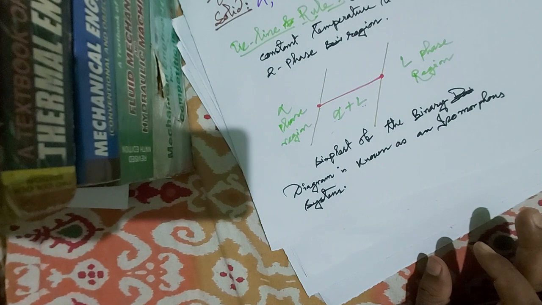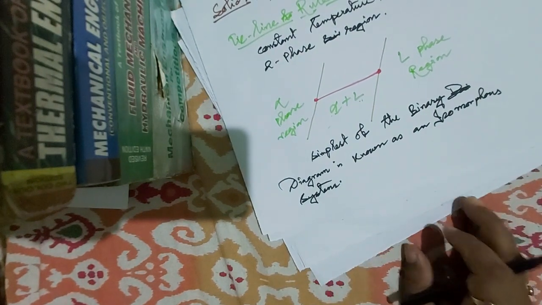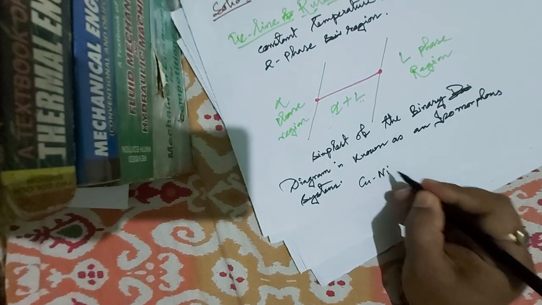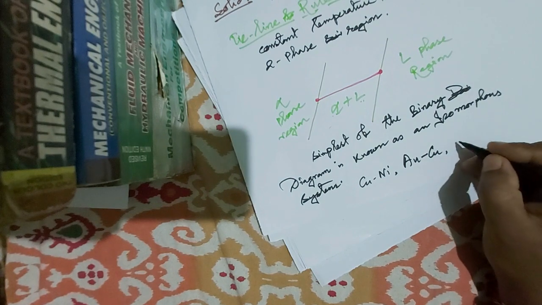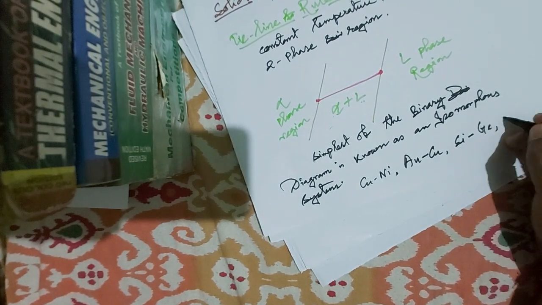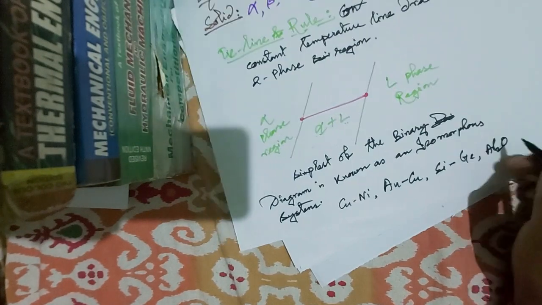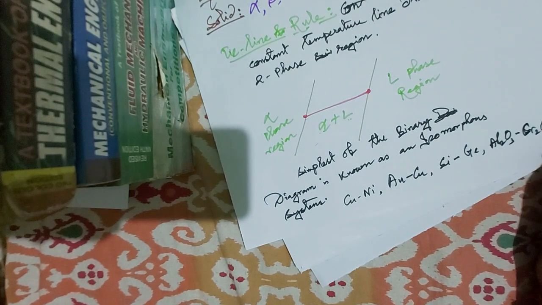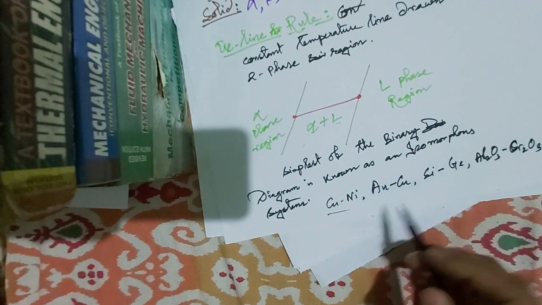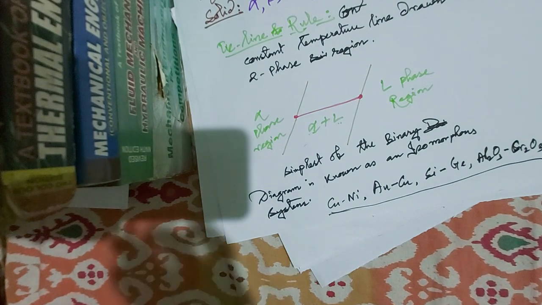We have a number of such systems in nature. For example, the copper-nickel diagram, the gold-copper diagram, the SiGe diagram, the Al2O3-Cr2O3 phase diagram. These are some examples of isomorphous systems. Now we will draw one isomorphous system and understand what liquidus and solidus are.